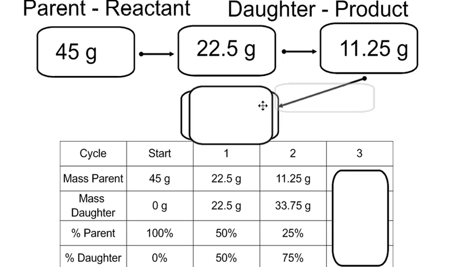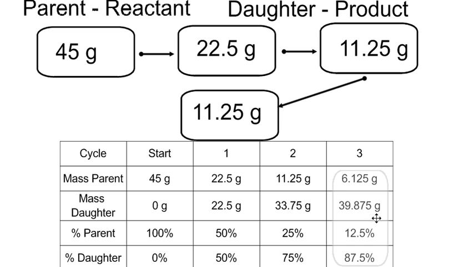And after another cycle, I'd have those masses. The mass of the parent keeps going down by half each time. The percentage after 3 cycles would be 12.5% parent, 1/8, and 87.5% daughter.